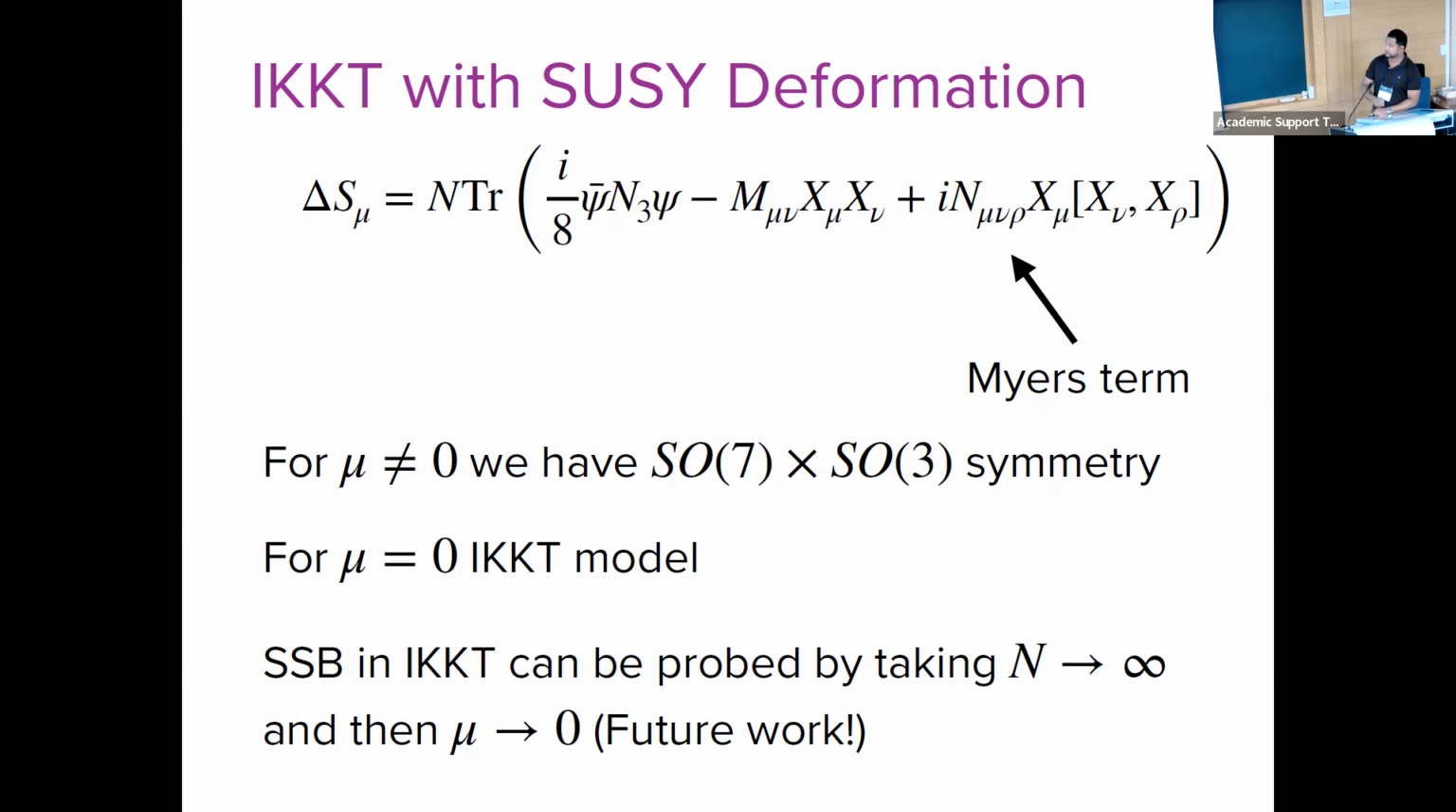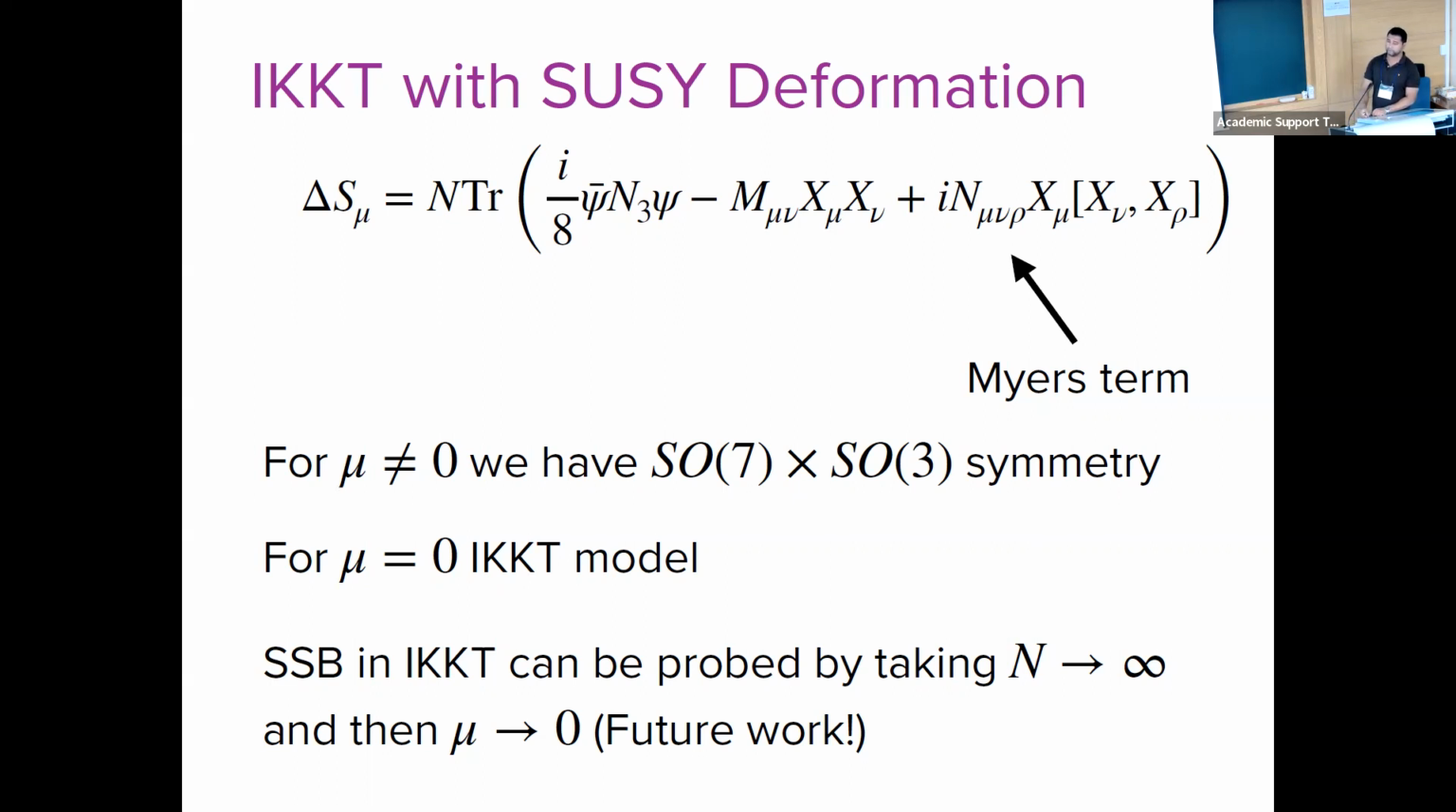Question? Here you start with non-zero mu, and SO(10) is broken explicitly because of the mass terms, the deformation terms. And then later you bring the deformation to 0. Then you recover the original IKKT, and then you expect some spontaneous symmetry breaking. Exactly, in IKKT. That is the idea.